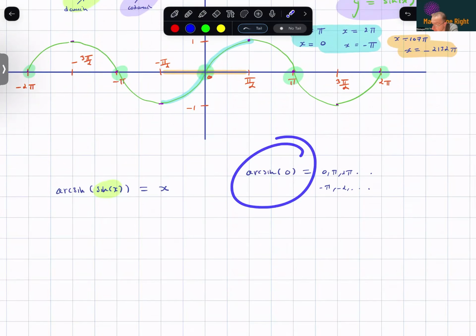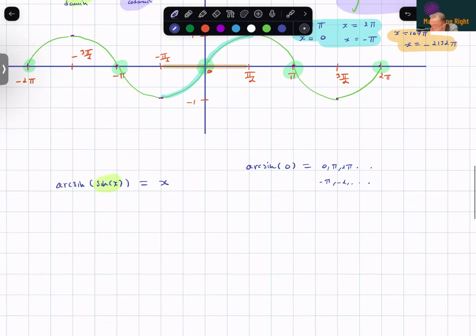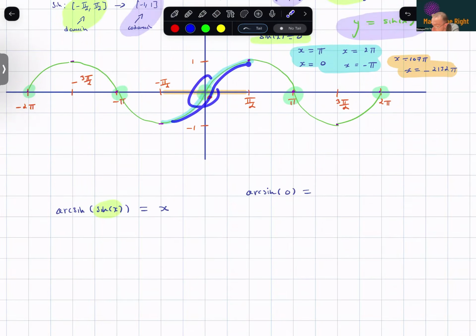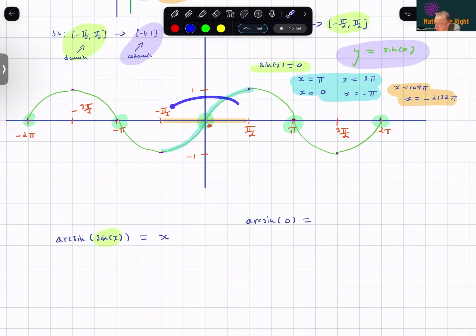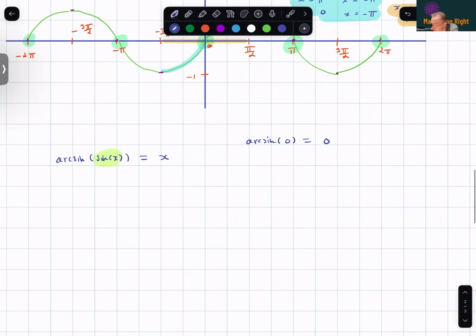So we ask it, arcsine, what are you going to send 0 to? What is arcsine of 0? What is it going to map 0 to? Well, it looks in this interval. Now its attention is restricted to this interval. It says, okay, in between negative pi over 2 and pi over 2, what is the value that sine sends to 0? Well, it's only 0, right? So arcsine of 0 is going to be 0.